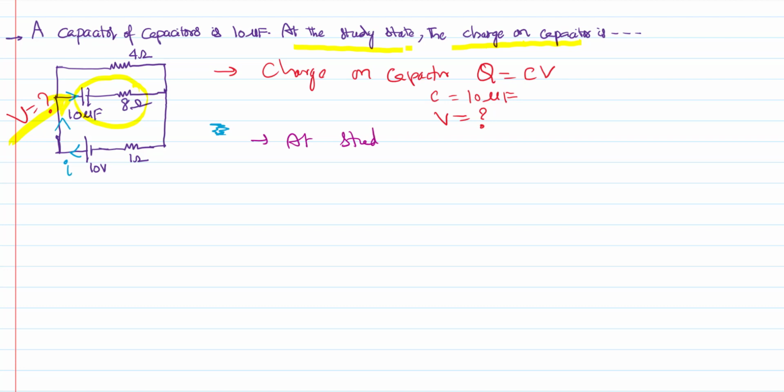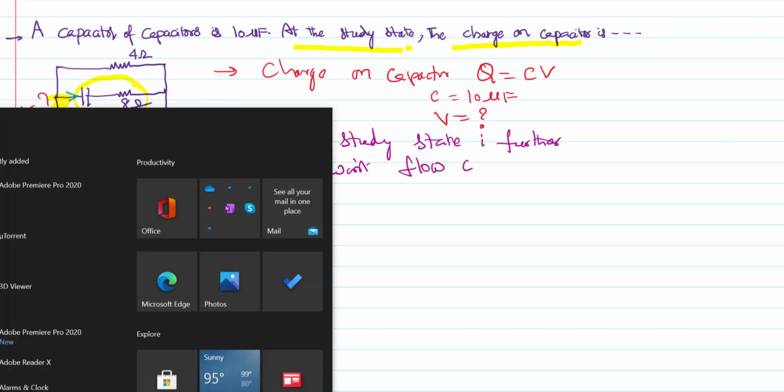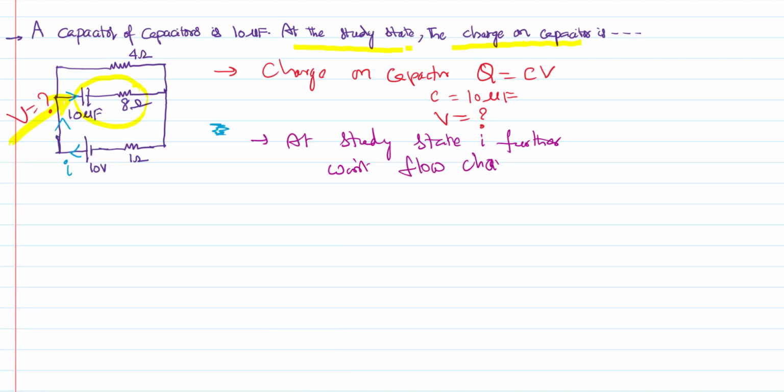At steady state, current further won't flow in that branch. Capacitor doesn't allow charge in that circuit. Therefore, the entire current will go like this. It will come back and reach the negative plate of the battery.